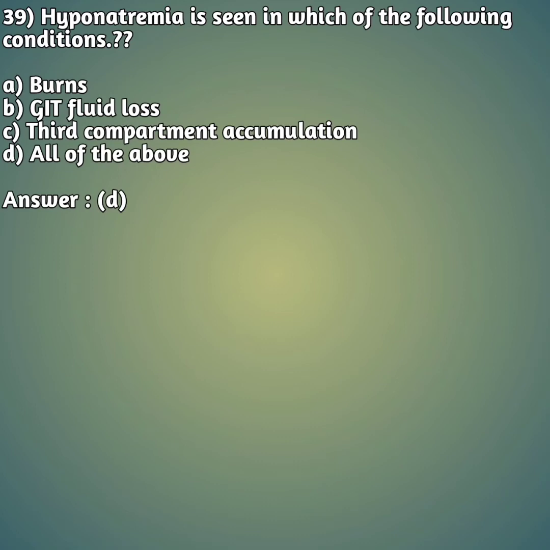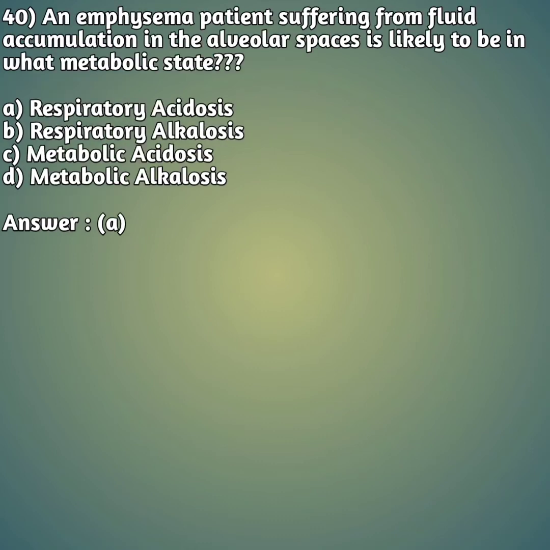Okay, moving on to our 40th question. An emphysema patient suffering from fluid accumulation in the alveolar spaces is likely to be in what metabolic state? Option A, respiratory acidosis. Option B, respiratory alkalosis. Option C, metabolic acidosis. And option D, metabolic alkalosis. So don't get confused between acidosis and alkalosis. Acidosis is different and alkalosis is different. So the right answer is answer A, respiratory acidosis.